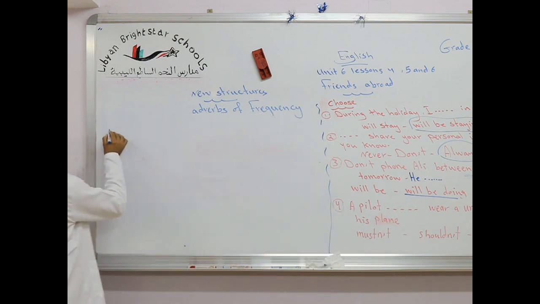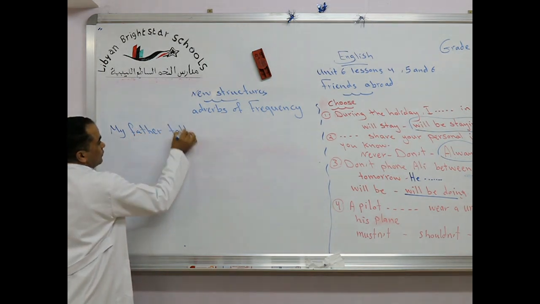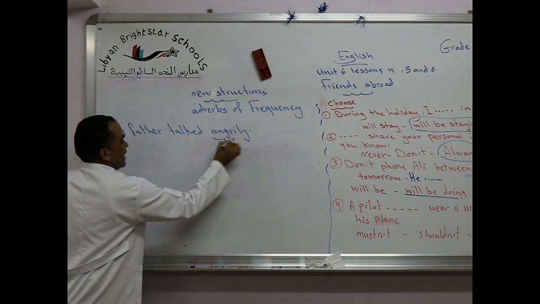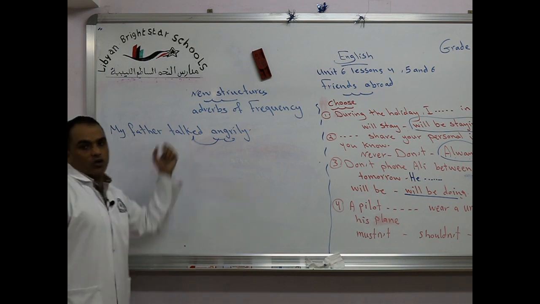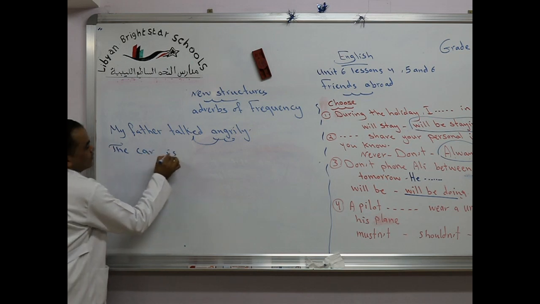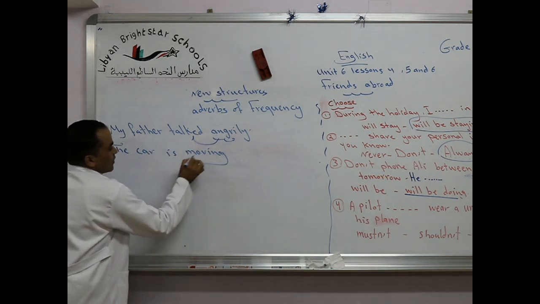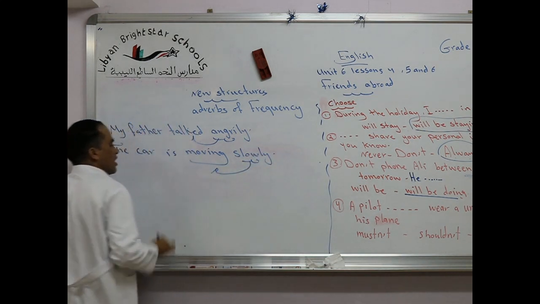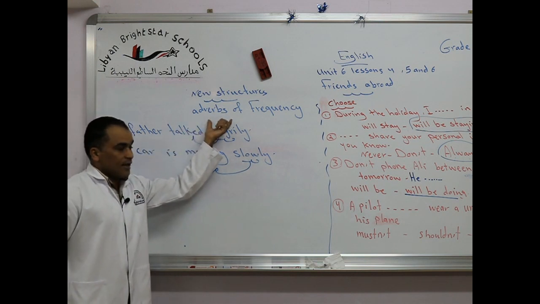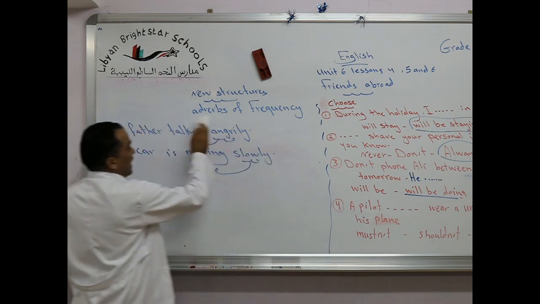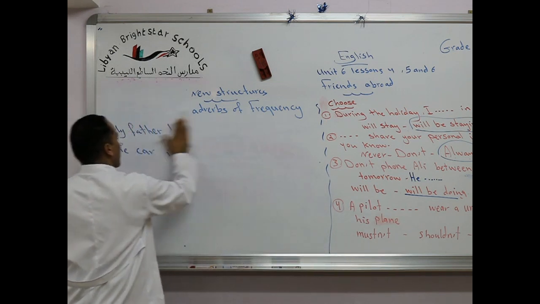For example, my father talked angrily. Angrily is an adverb. It describes the verb talked. The car is moving slowly. Slowly is an adverb. It describes the verb. An adverb is a word which we use to describe a verb. This is in general. Now, adverbs of frequency.